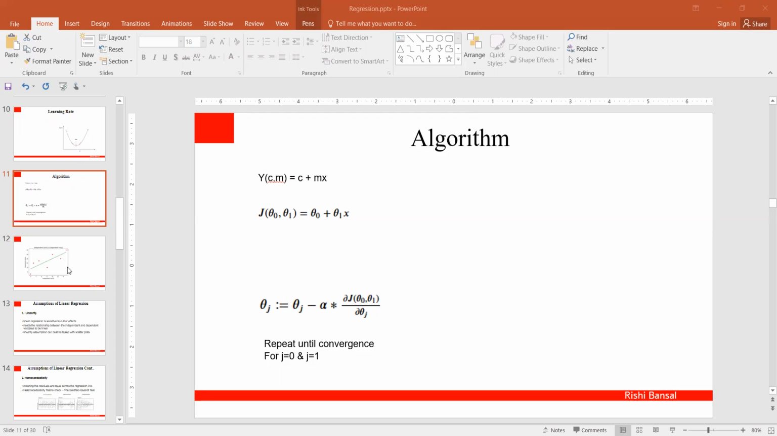Rishiji, in your equation, theta j equals theta j minus alpha, in the LHS we have theta j and in the RHS also we have theta j. So should the LHS be theta j only, or should it be a new variable? See, this theta j on the right is coming from the previous step, so it's not the same, because you are recalculating theta j.